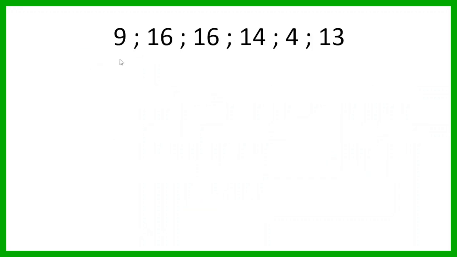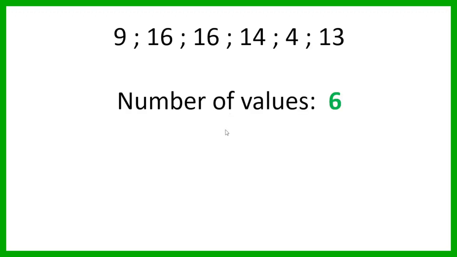So in this example, I've got over here the values 9, 16, 16, 14, 4, 13. These could be test marks or anything like that. These are the values in our data set, and we need to find the mean or the average of these values. So to do that, I first need to know how many values there are. So I'm just going to count them. 1, 2, 3, 4, 5, 6. There are 6 values. That is the number of values in this data set.